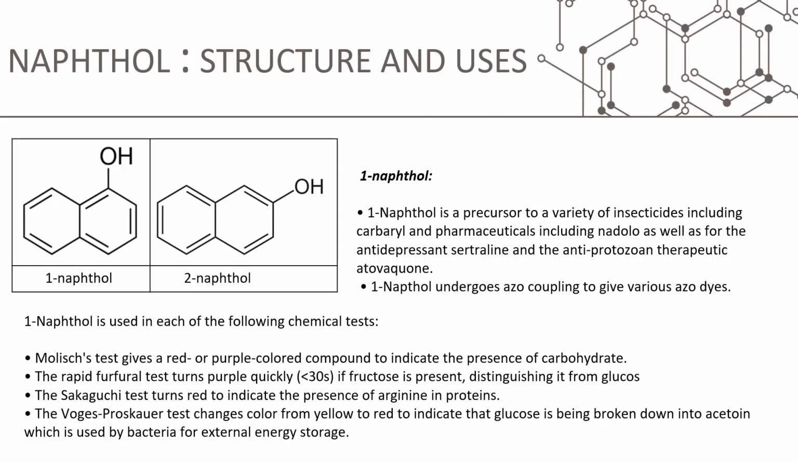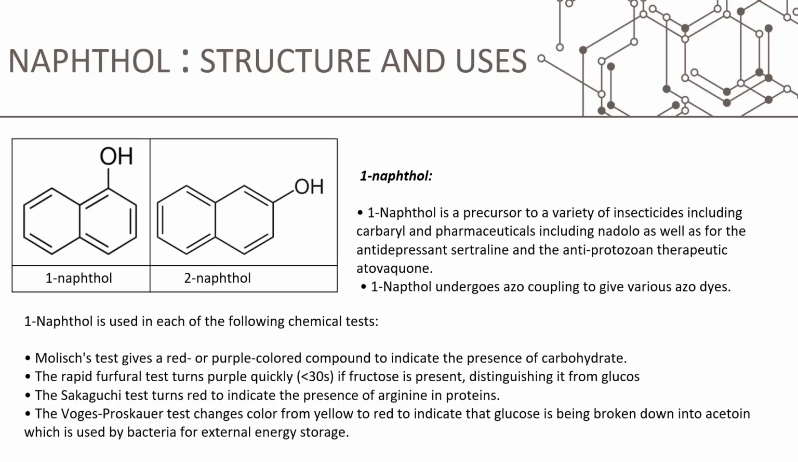Now let us see uses of naphthol. In the beginning, 1-naphthol uses. 1-naphthol is a precursor to a variety of insecticides, including carbaryl, and pharmaceuticals, including nadolol, as well as the antidepressant sertraline and the anti-protozoan therapeutic atovaquone. 1-naphthol undergoes azo coupling to give various azo dyes. 1-naphthol is used in each of the following chemical tests. From this, we can see two.